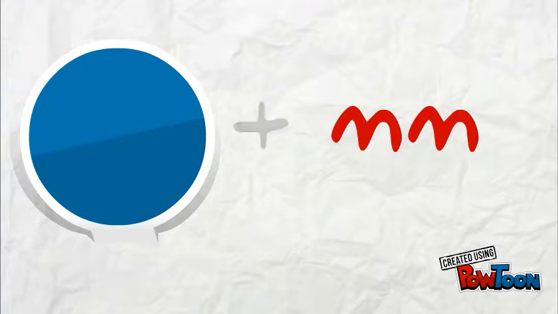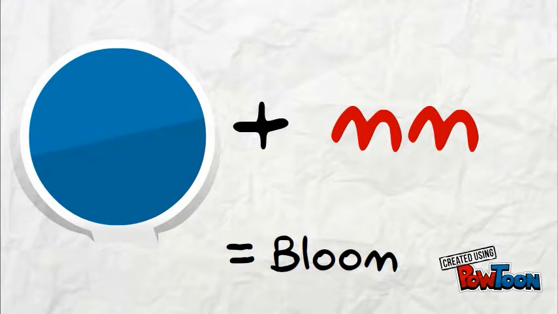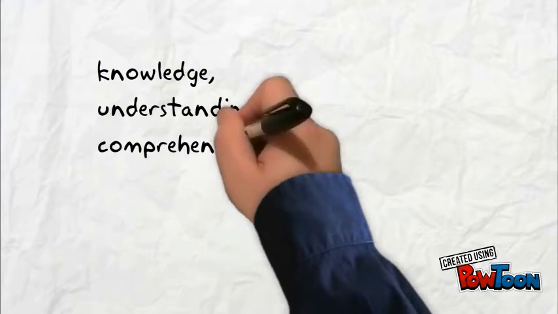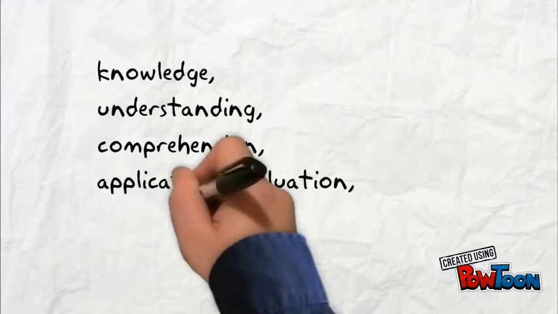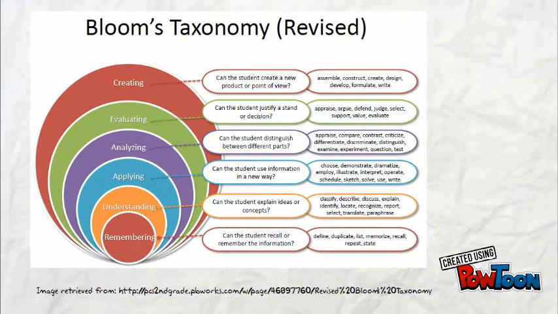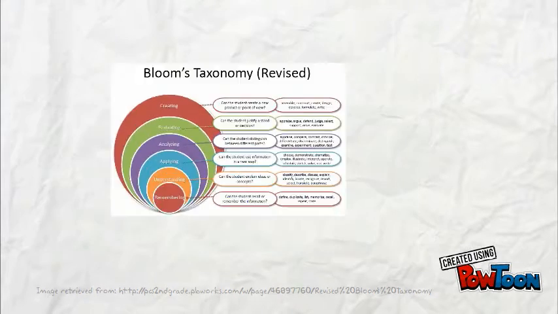Bloom in 1956 devised a classification of the cognitive domain that consisted of 6 levels arranged in a hierarchy. The 6 levels are knowledge, understanding, comprehension, application, evaluation, and analysis and synthesis. Bloom's taxonomy is regularly used for writing learning outcomes because it provides a helpful list of verbs. However, the list of verbs is restricted, says Kennedy, 2008.